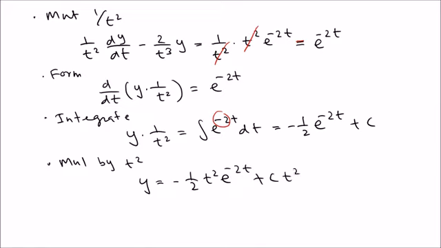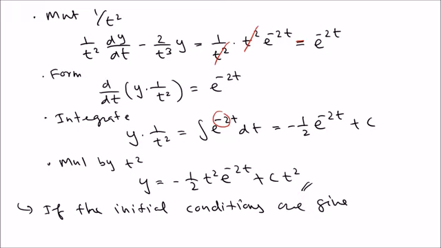squared. So if you know the initial conditions, we can find C. Okay, so if the initial conditions are given, we can find C. So that's the idea of using the integrating factor method.